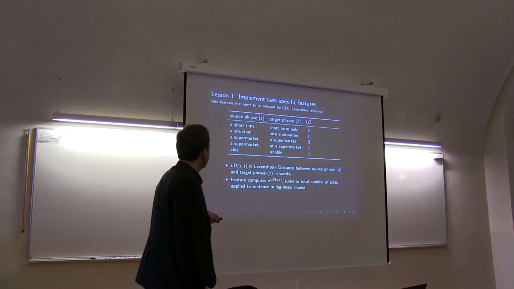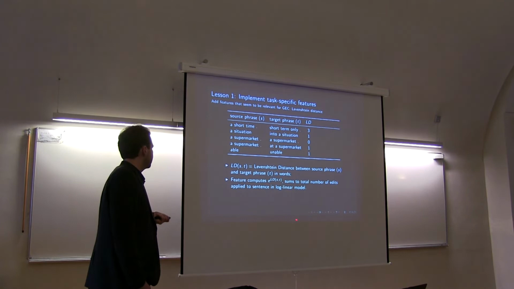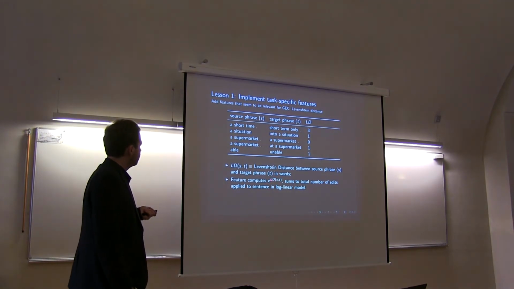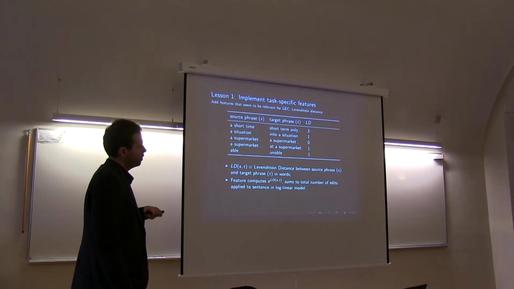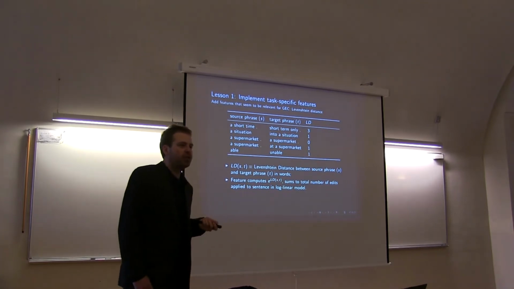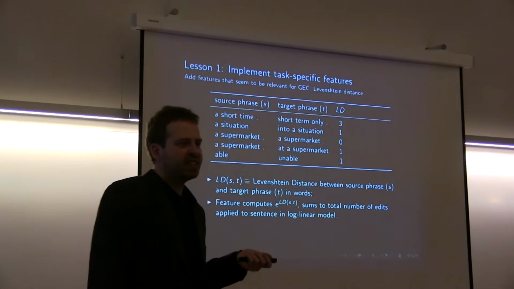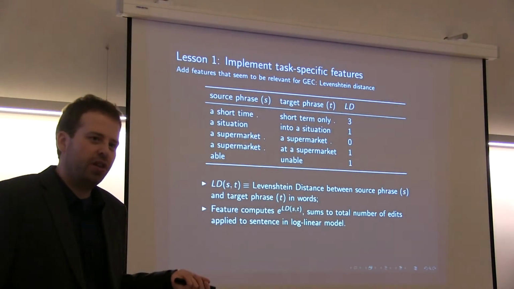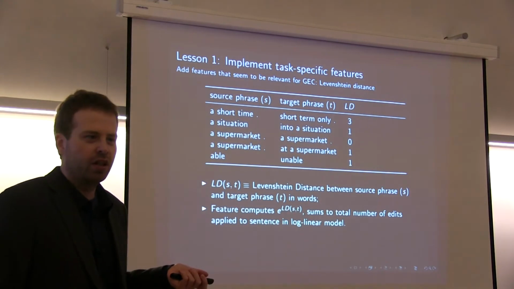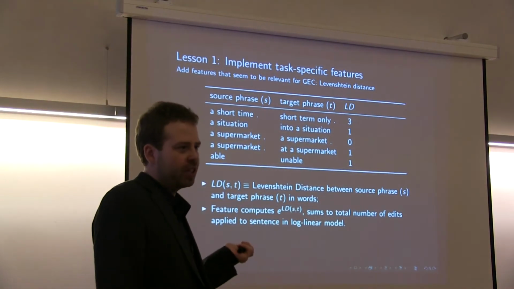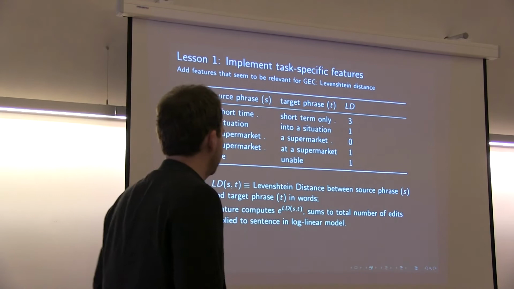then we just give the Levenshtein distance as a feature into the phrase table. The nice thing is, if we add the feature e to the power of the Levenshtein distance, then this feature will sum to the total number of edits for a sentence. So it's a nice additive feature. Features should, in theory, be additive in a log linear model. Quite often they are not. But the Levenshtein distance is an additive feature, so this is a good thing.